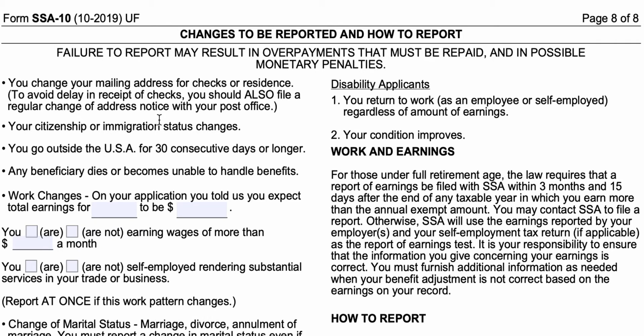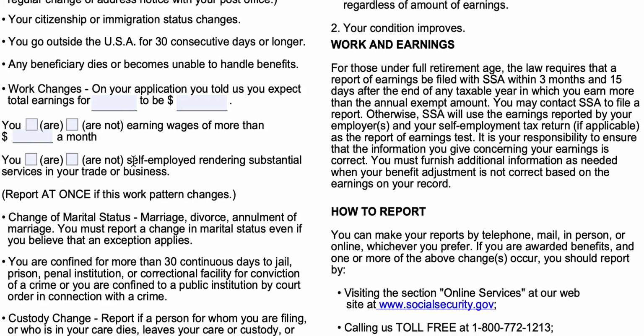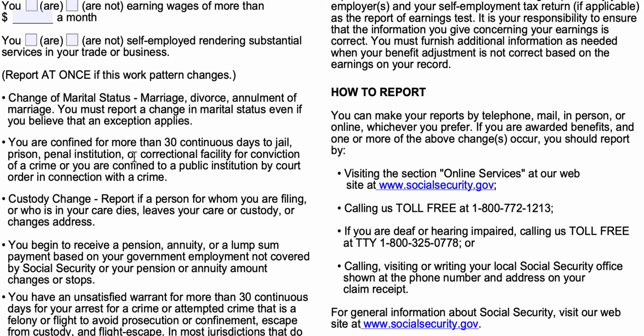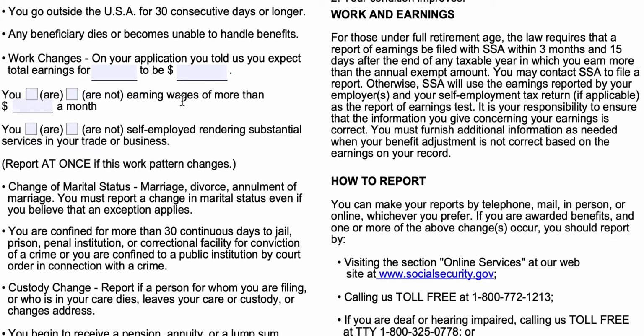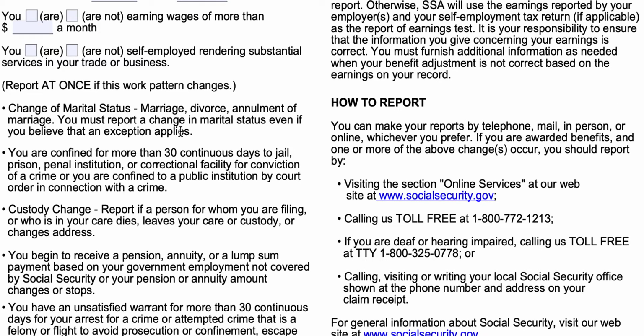If you're a resident or your immigration status changes, then you'll need to notify the Social Security Administration if you're outside the United States for 30 days or more. If one of your beneficiaries dies or cannot handle benefits, or if you have a change in your work history. And then here's some changes that you should report if for some reason your work status changes. So if you change your marital status, if you go to jail, if there's a custody issue, if you have an outstanding warrant.